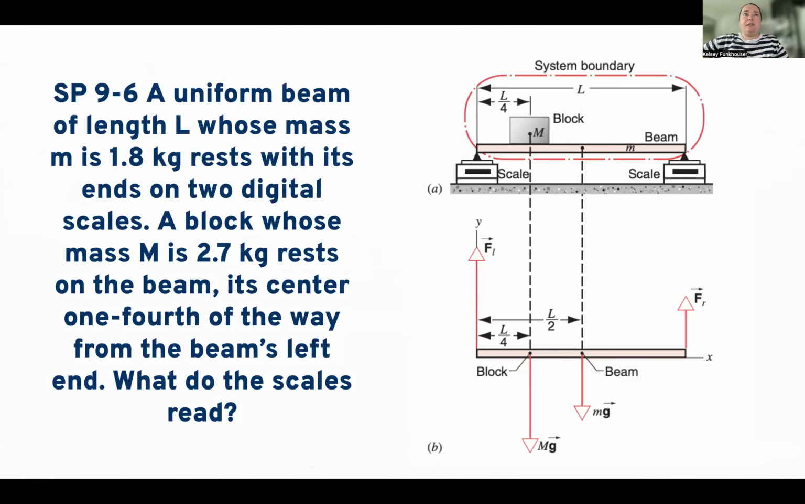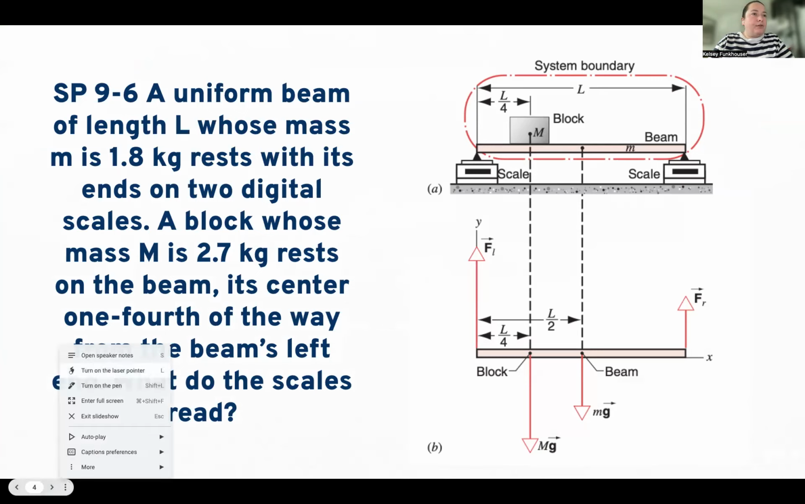So here is our first example of this equilibrium condition. A uniform beam of length L, whose mass is 1.8 kilograms, rests with its ends on 2 digital scales. A block whose mass, capital M, is 2.7 kilograms rests on the beam, its center 1/4 of the way from the beam's left end. What do the scales read?